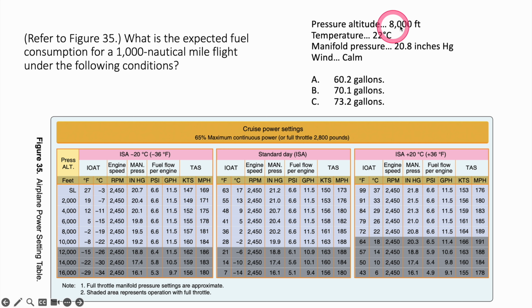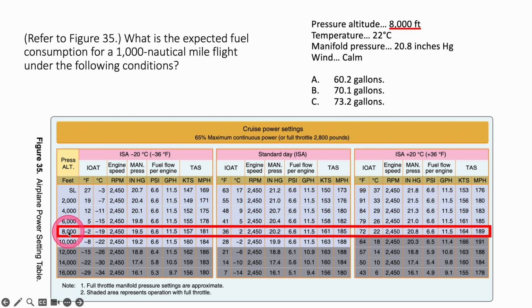So first thing we look at, pressure altitude. And that's going to be found on the left here is 8,000 feet. So it's going to be anything along this row. And then our temperature, 22 degrees Celsius. So here's your indicated outside air temperature for each of these. So we're trying to find 22 degrees. So this one's minus 19, 2, there's 22. So the information we need is going to be along this row right here.